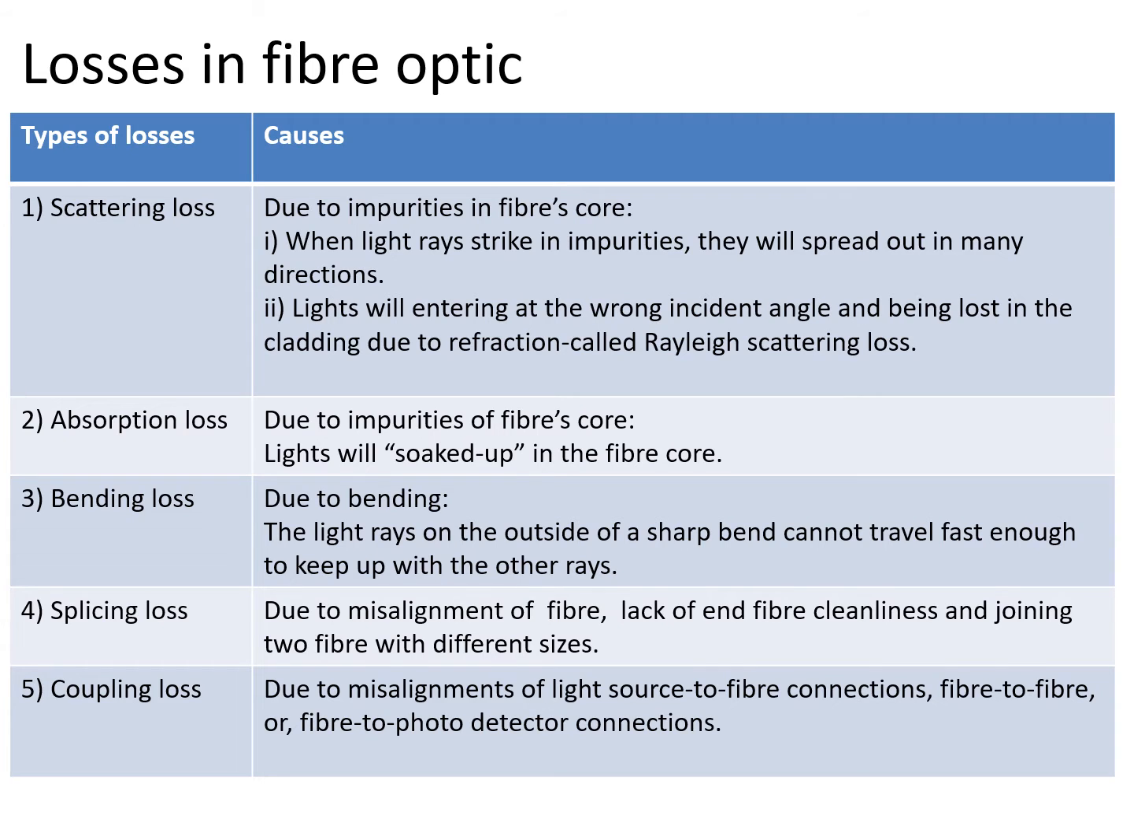Number 3 is bending loss. Due to bending, the light rays on the outside of a sharp bend cannot travel at the same speed as the other rays. Number 4 is splicing loss. Splicing loss is due to misalignment of fiber, lack of end fiber cleanliness, and joining two fibers with different sizes. Number 5 is coupling loss. Coupling loss is mainly due to the interfaces or connectors in the fiber link.